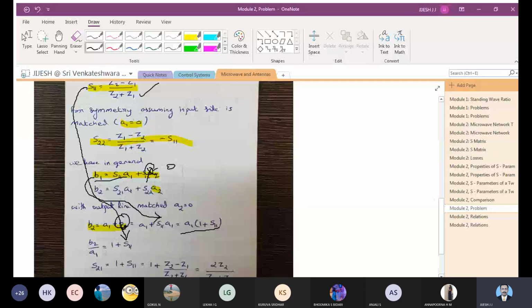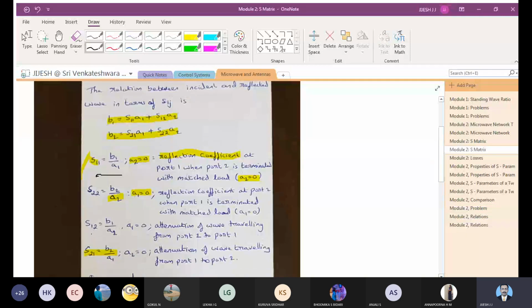What is this B2 by A1? Go back to the previous class. What is that B2 by A1? You can go back to this portion. What is B2 by A1? See, B2 by A1 is S21. So I'm going to use that there.